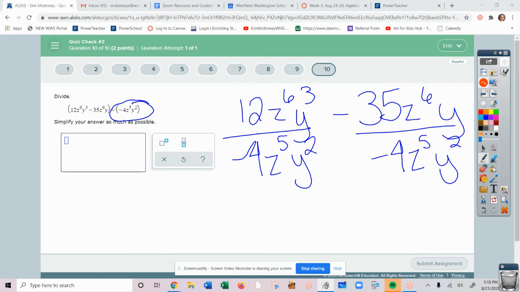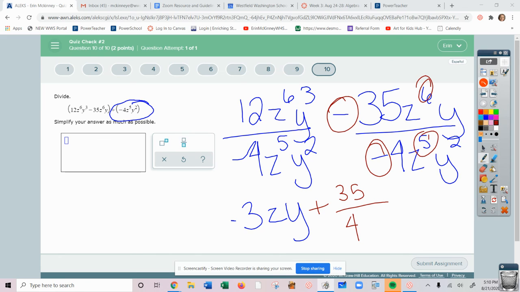Okay, so when we divide here, 12 divided by negative 4 gives us a negative 3. We'll subtract exponents. 6 minus 5 is 1. 3 minus 2 is 1. So again, you could write down that exponent of 1, but you don't have to have it. Then we'll go to the next one here, right? A negative divided by a negative is a positive. And then 35 over 4, we can't really divide, so we're just going to leave that as a fraction.